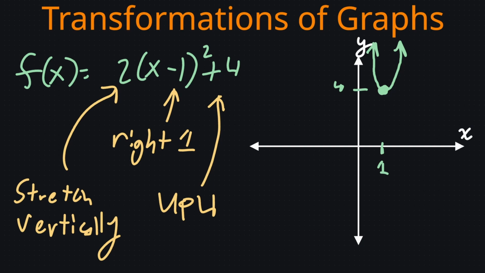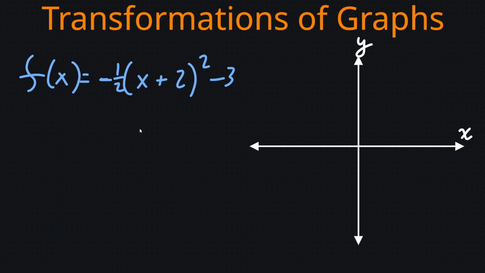Let's try another. All right, let's try this one out. So in this case, we have negative 1/2 times (x plus 2) squared minus 3. Once again, it's an x squared equation, and so we're going to think of our base parabola as our original picture. The only big difference here is that this negative on the outside is changing the setup. So we're going to see what that does.